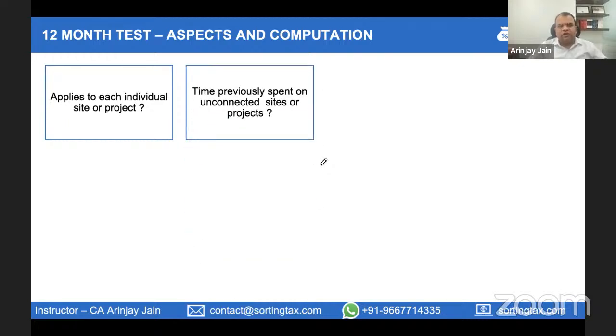Time previously spent on unconnected site or project. So let's say, for example, if a foreign company has two projects, A and B, and both these projects are completely unconnected, then whatever time they've spent here will not be considered for the purpose of seeing the 12-month limit in project B.